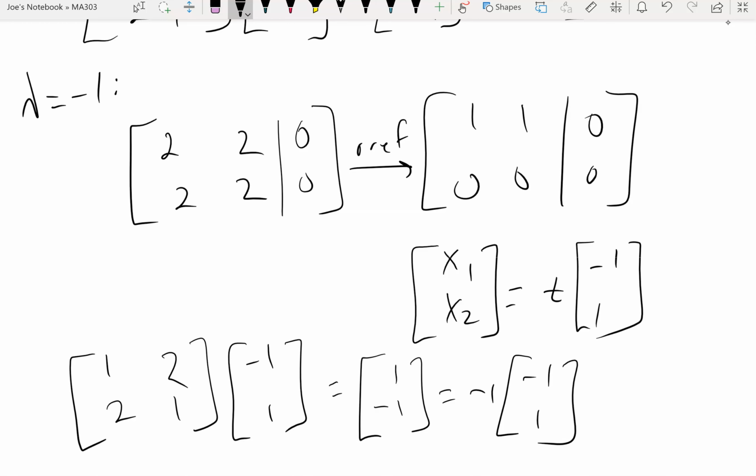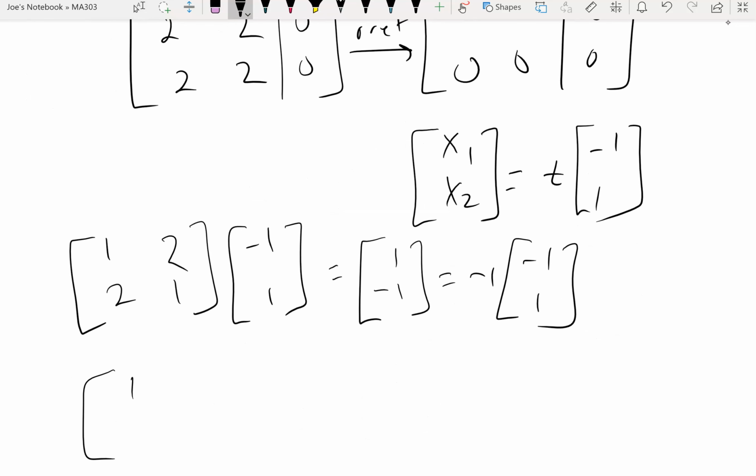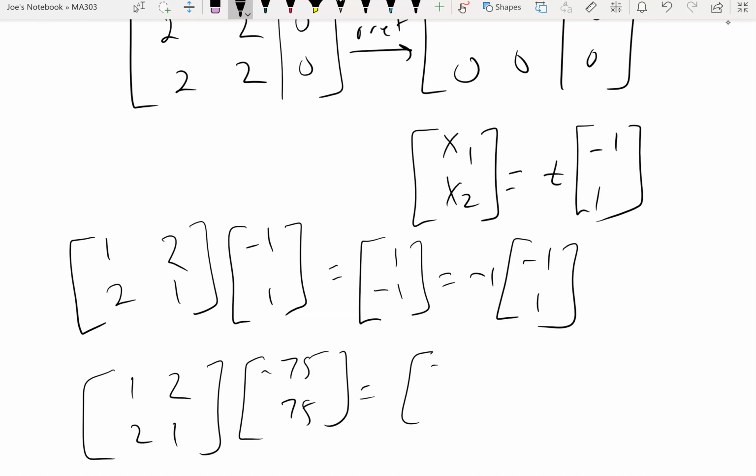So again, I can replace matrix multiplication with scalar multiplication, and that one's really easy because I just have to flip all the signs. Right away, without doing any work or any thought, I would know that [1, 2; 2, 1] times [-75, 75] is [75, -75]. I know all it does is flip the sign. I don't have to actually do the computations.